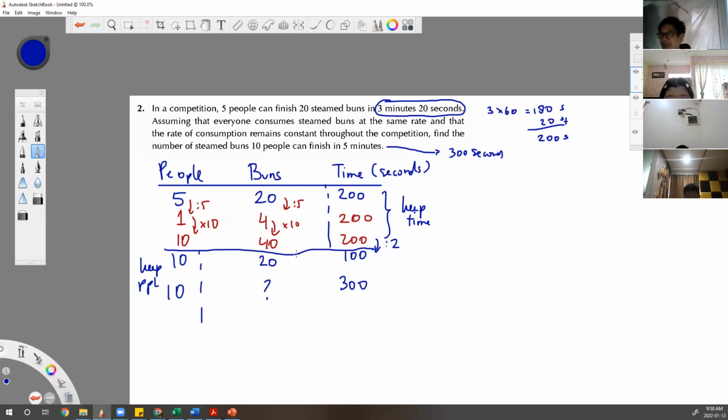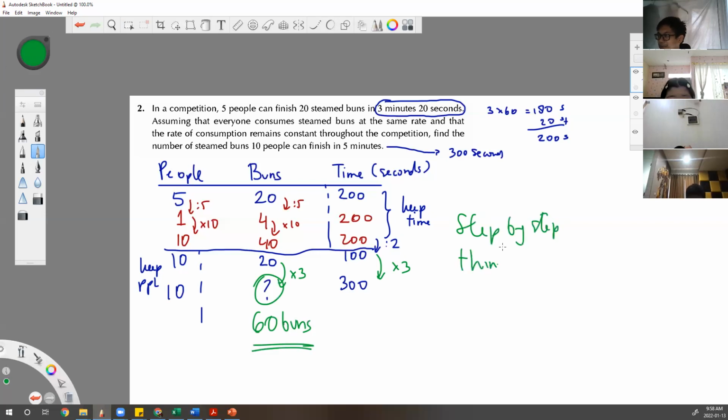20, right? But the question is asking for 300, times 3. So the answer will be 60. That's it, that's the final answer. So we do the step by step thinking. Here, this is the first step, this is the second step. First step, we keep the time, we change the people, from 5 to 10, times 2, or you can also go directly times 2. That's fine, no problem.